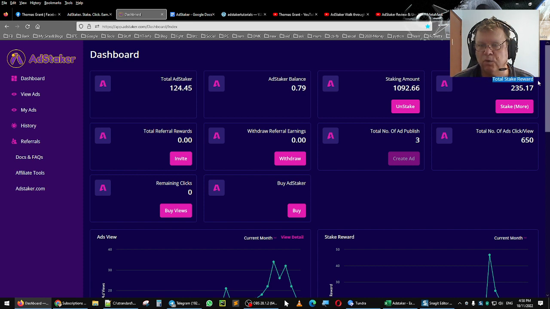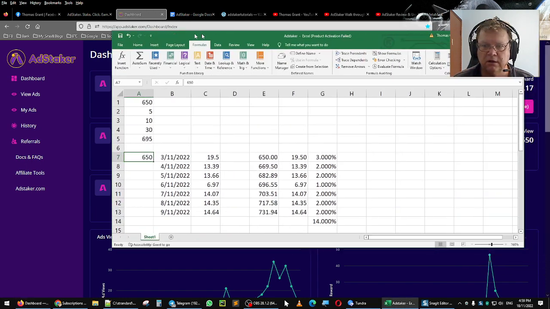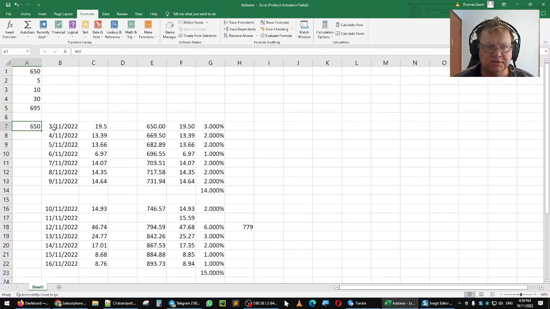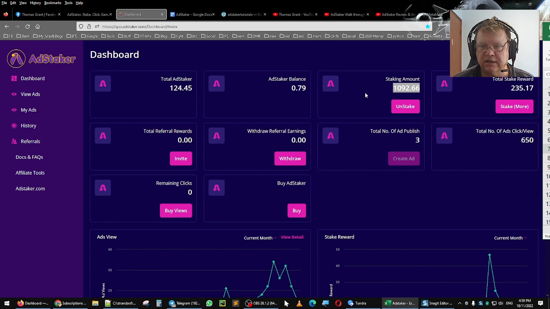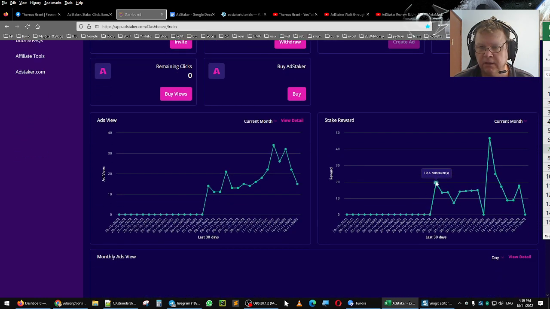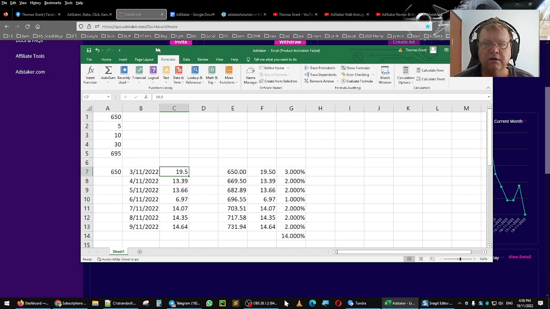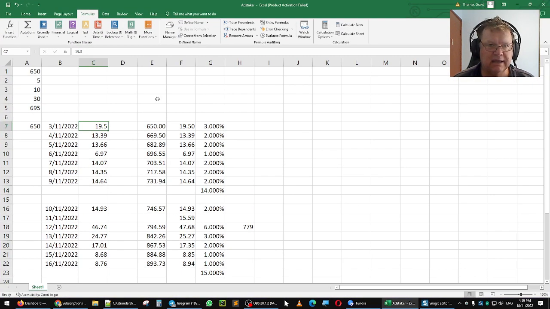But the actual staking amount, I should say, started at 650. That's why I've got that there. So 650 on the 3rd of the 11th, this month, and I made 19.5 AdStaker tokens. And you can see here, 19.5 AdStaker tokens, right? So I made a record of my progress in AdStaker.